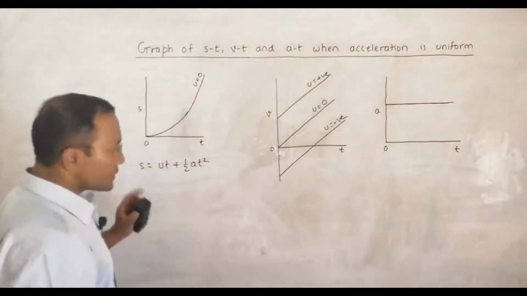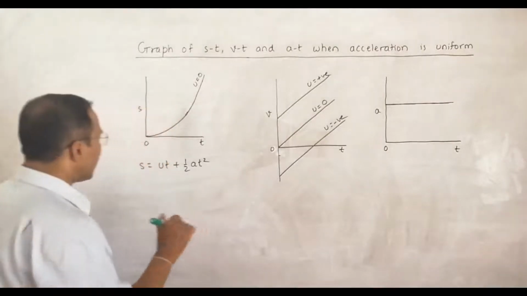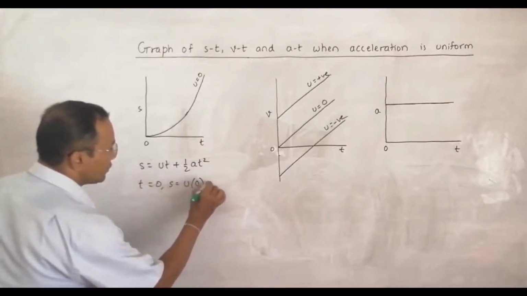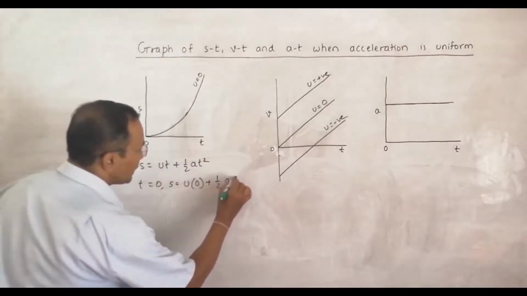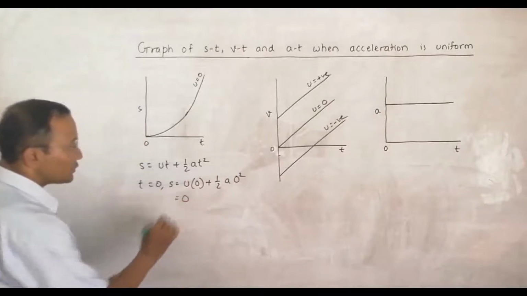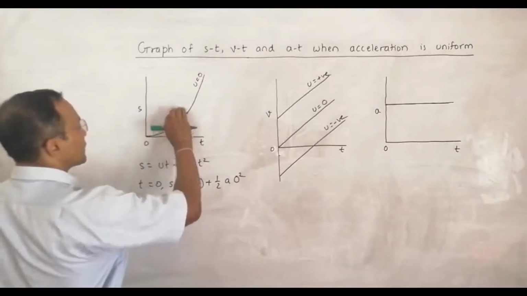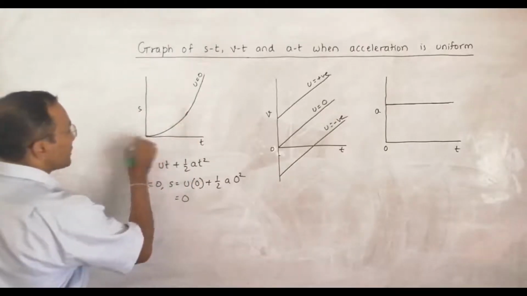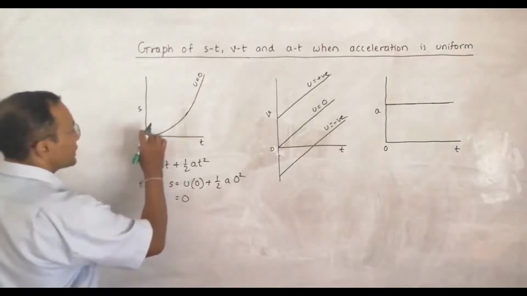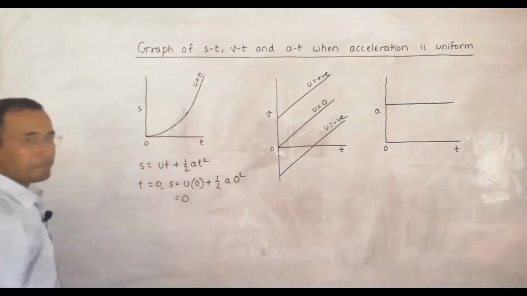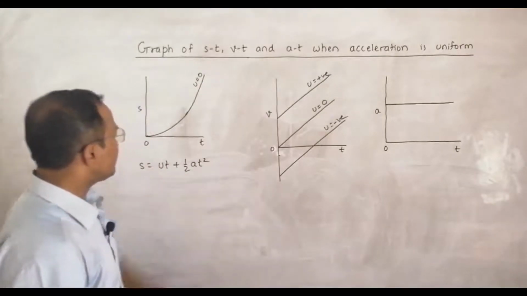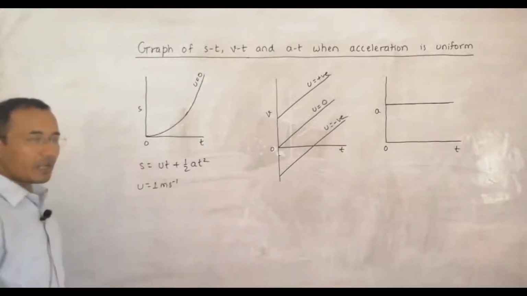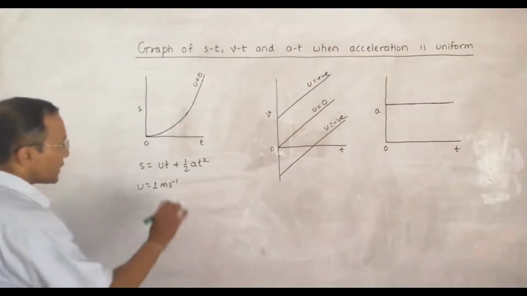But the situation will be somewhat different in the very beginning. When time equal to 0, I have s is equal to u into 0 plus 1 by 2 a into 0 square, which means that s equal to 0. So even though the graph goes up like this, the initial value should be 0. Initially it should be 0, and then only it should be more than this thing. So let's try this. Let us say u equal to 1 meter per second, just an arbitrary value here.